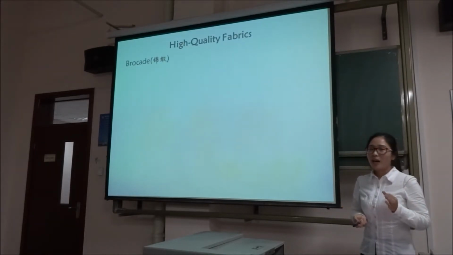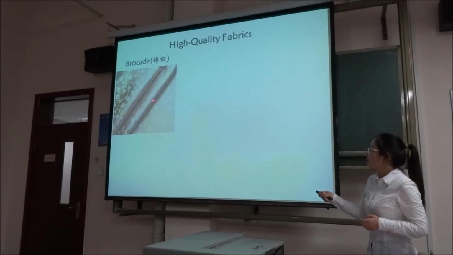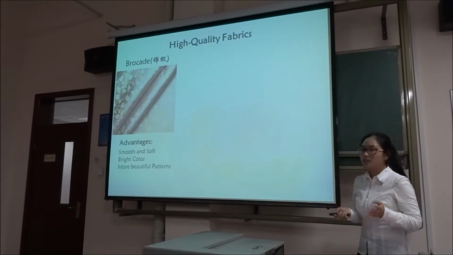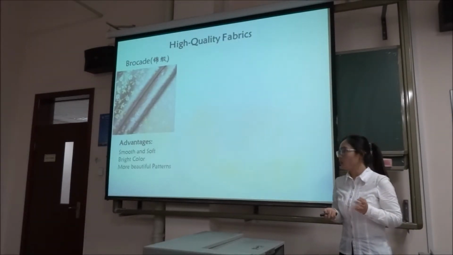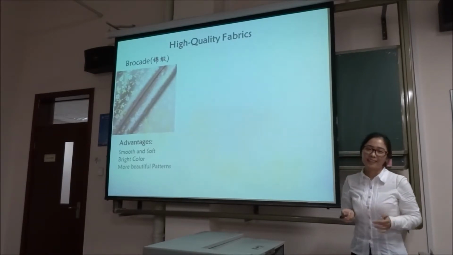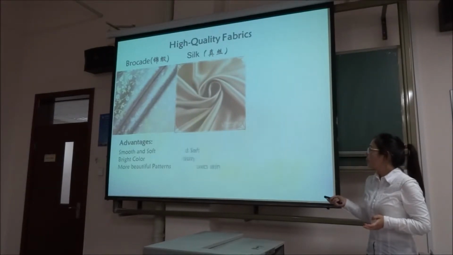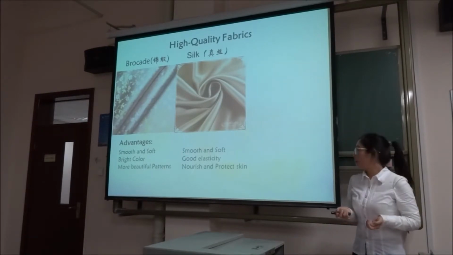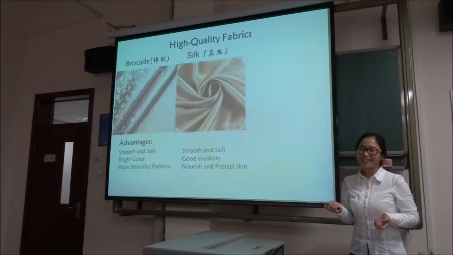We have three high quality fabrics. The first is brocade. In this picture, you can see there are many small flowers on this brocade. If you touch it, it's smooth and soft, and it has many bright colors and more beautiful patterns. You can choose what you like. The second is silk. It is also smooth and soft. Instead, it has good elasticity and it can nourish and protect your skin. It can make you younger.